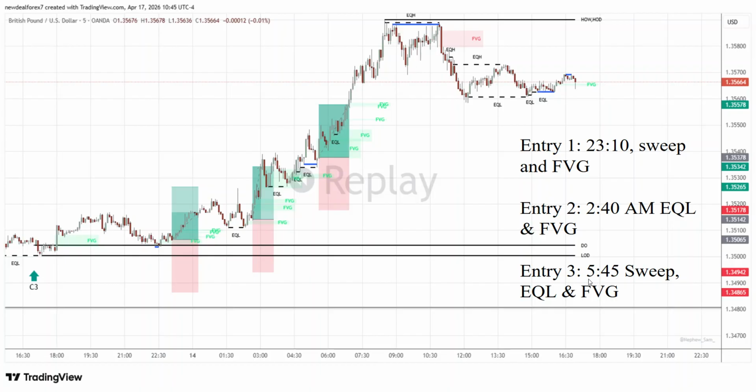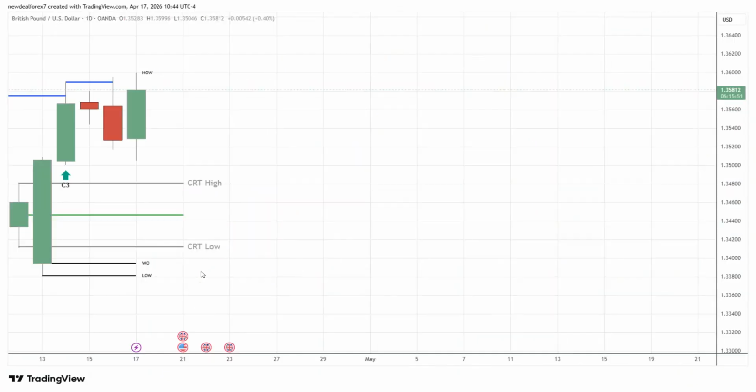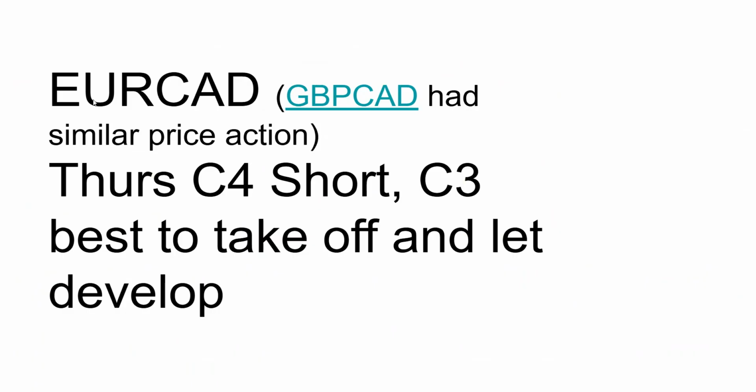So last decent trade at 5:45. But this is all above the candle range high. Remember, it was a breakout. So like I said, up here. So you just trade the best you can and get what you can get. So Euro CAD and Pound CAD had similar price action, so only did 1.